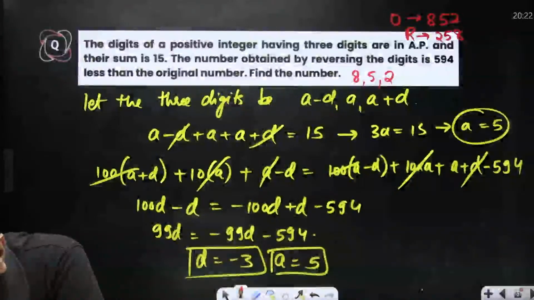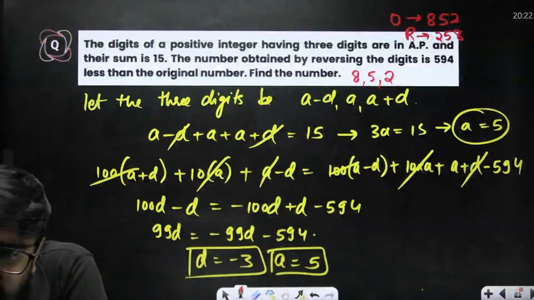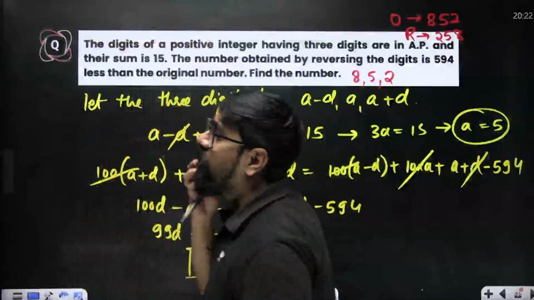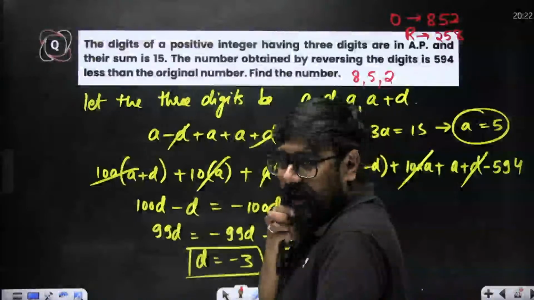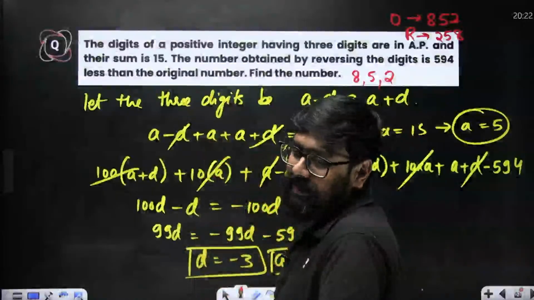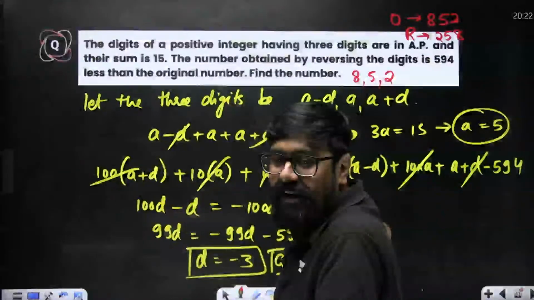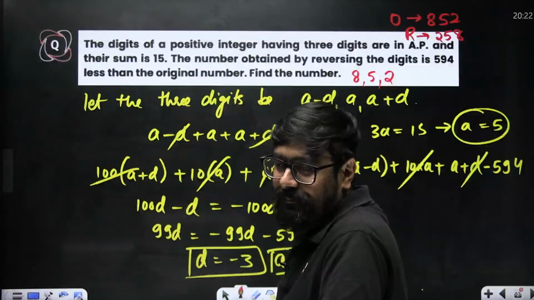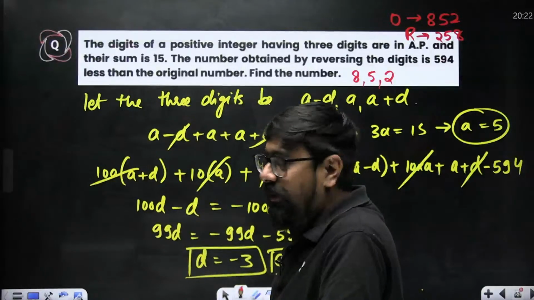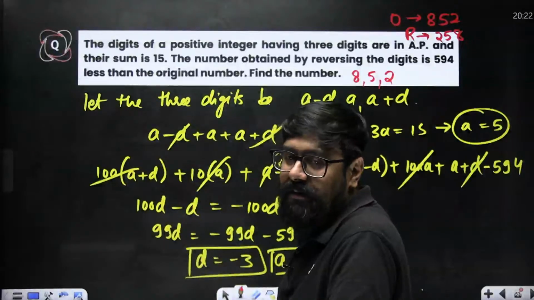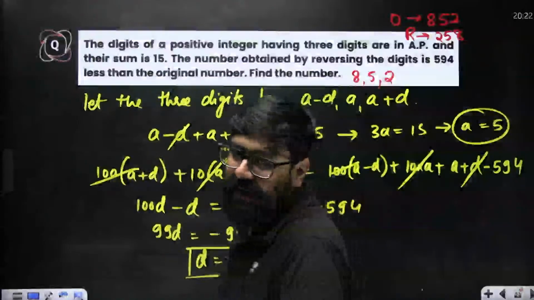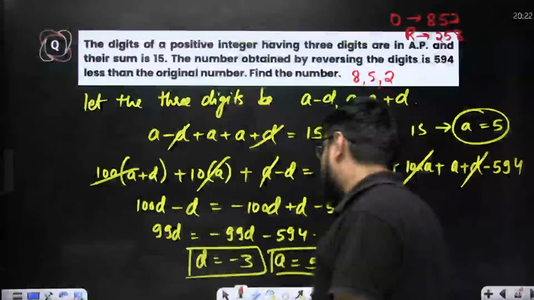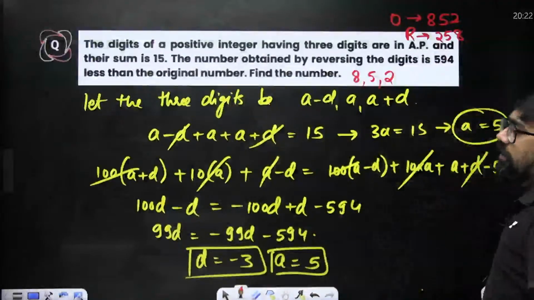What if d is greater than a? Then a minus d would be negative. That won't happen. The question will be framed in such a way, and they check the data while making the question. They won't give you such a situation. If it happened, that would mean the information given in the question is incorrect. So the original number is 852, and the reversed number is 258.